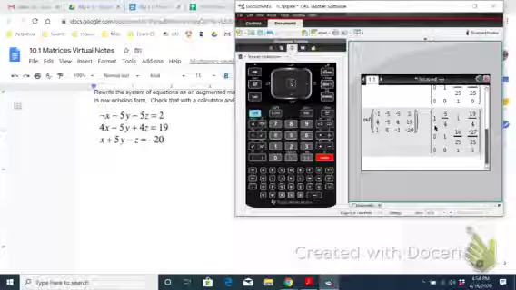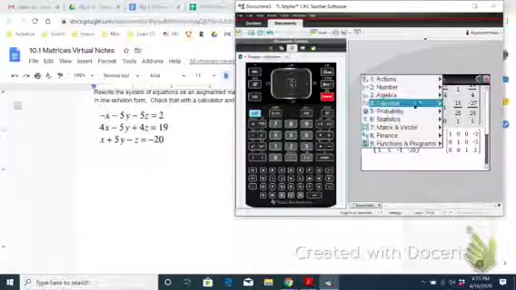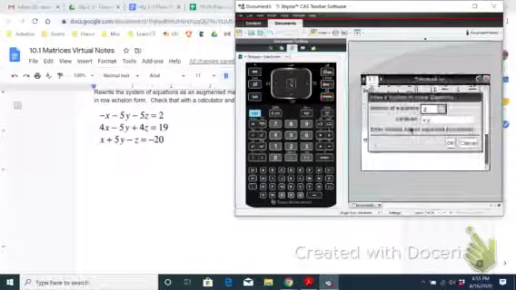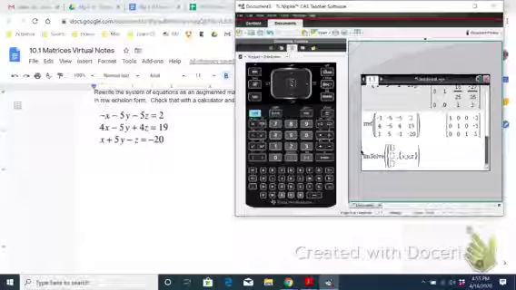If you do RREF, it'll get it into reduced row echelon form, and now you know x plus 0 is -2, y is equal to -3, z is equal to 3. And then if you wanted to check it again, you can even do algebra, solve systems of linear equations, and then do 3 variables, and actually type this whole equation in these 3 spots, and you would get the same answer.